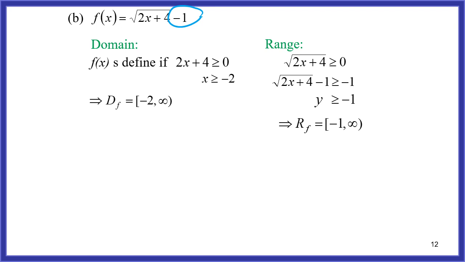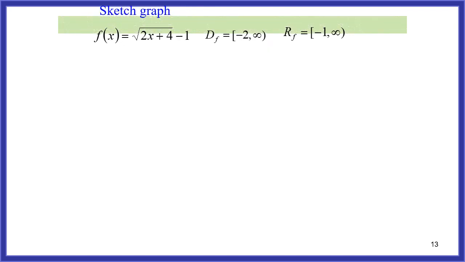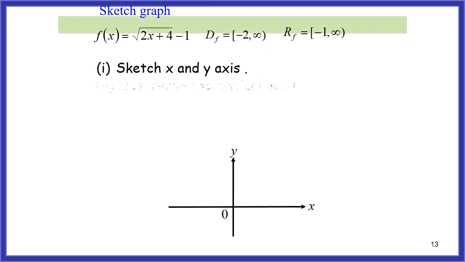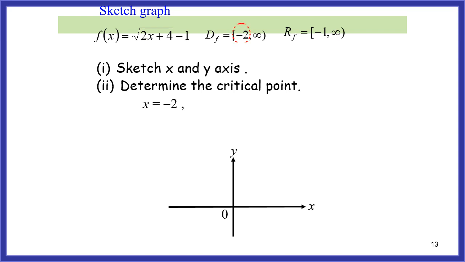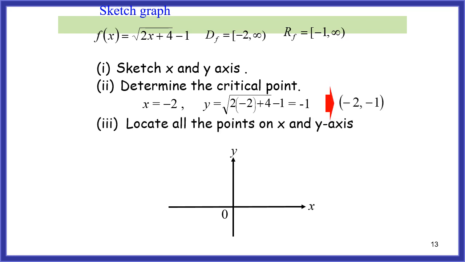So sketch the x and y axis first. Sketch the x and y axis and then determine the critical point. So we have -2, -1 as the critical point. And then put the points on the axis, on the graph. So it's -2 and -1. This is the point. And then what is the basic shape of the graph?